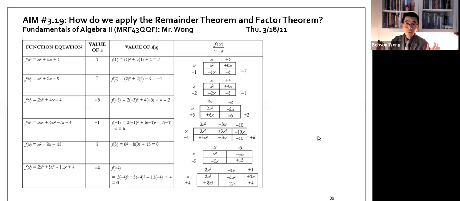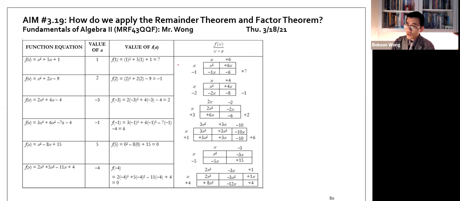Hello. So in this lesson, we're going to talk about two theorems that relate to the division of polynomials, the remainder theorem and the factor theorem. So in this table here, we see several polynomial functions in the first column, and we see the output values for the input values that are listed in the second column. And we also see in the last column the results of the polynomial division that we're going to look at right now.